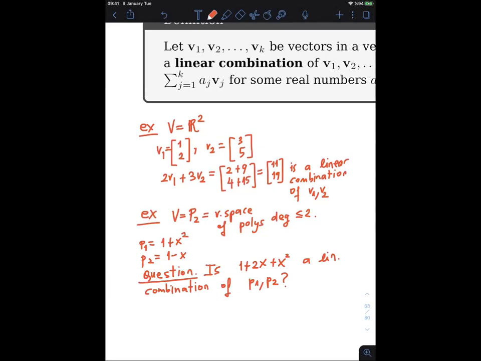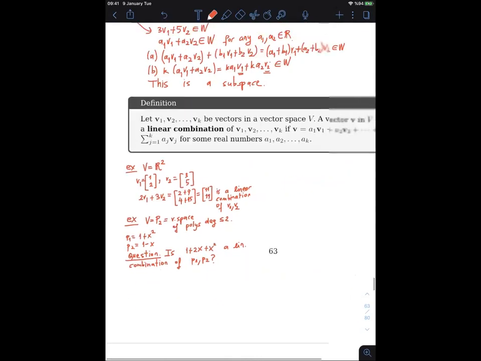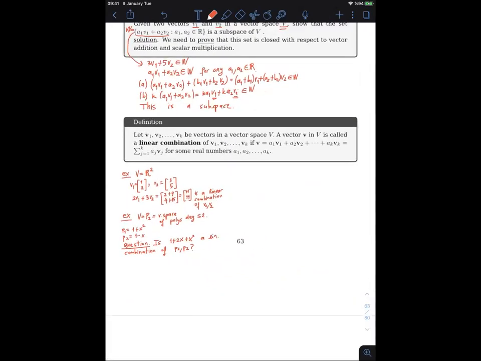What do you think about this? Let's pause for a minute. Let me make this bigger so that you'd see the definition. What do you think about it?